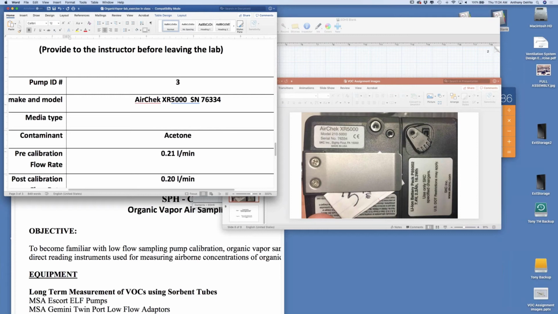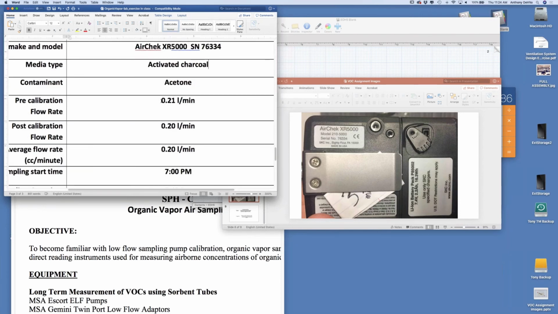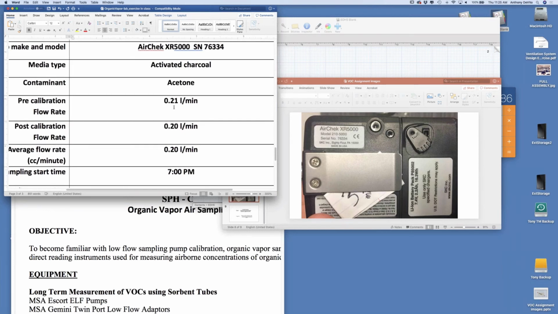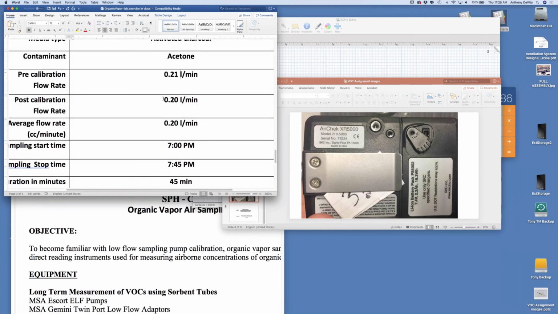In this particular case, we referenced the NIOSH procedure for sampling for acetone, and it recommended use of an activated charcoal sorbent tube. A different VOC might use a different one, but activated charcoal is obviously the most common. We calibrated the pump with the tube and the flow regulator in place, before we did any sampling. We took 3 readings, say for instance 0.20, 0.21, and 0.22. We averaged those 3 readings and it came out to be 0.21. Then we did a post calibration, and the average came out to be 0.20. So the average flow rate was 0.205 in this particular case.